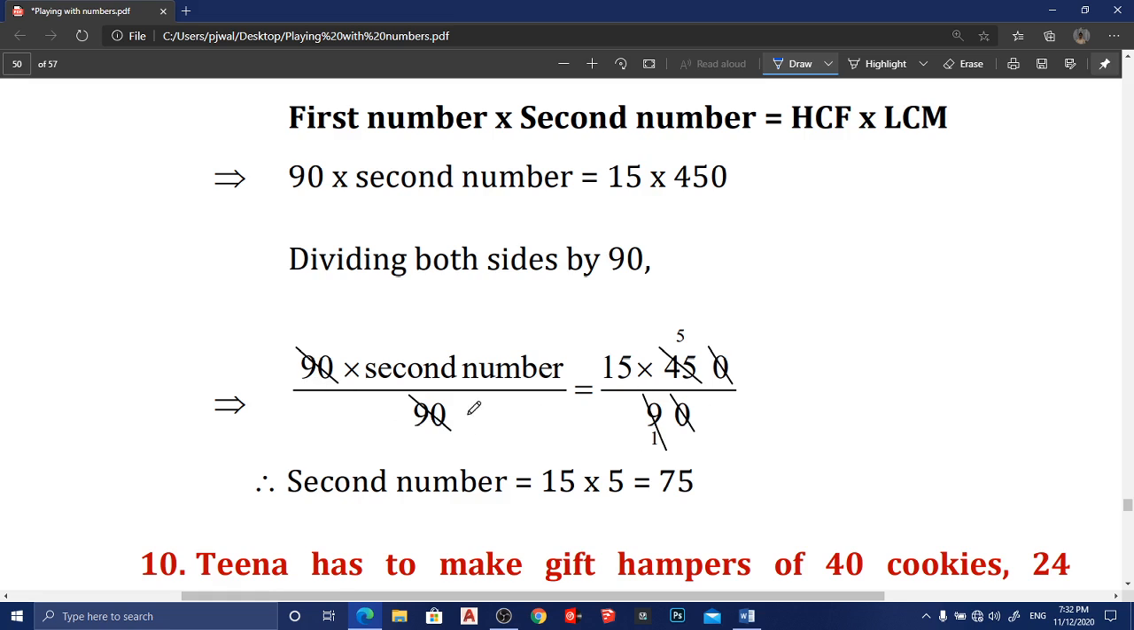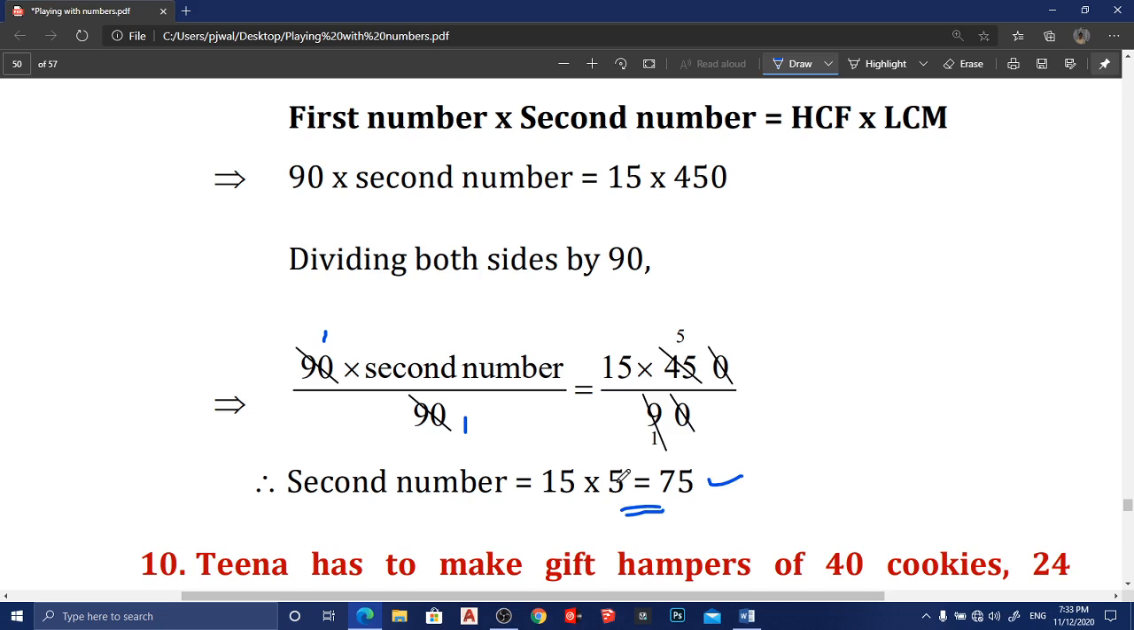90 gets cancelled here. 1 here, 1 here. 90 how many times? 5 times. 9 5s are 45. That's why 9 5s are 45 in 440 here. 0 gets cancelled. 9 5s are 45. So 15 5s are 75. So here second number is equal to, here 1 gets cancelled. That's why you can write second number is equal to 15 5s are 75. So this is the answer.